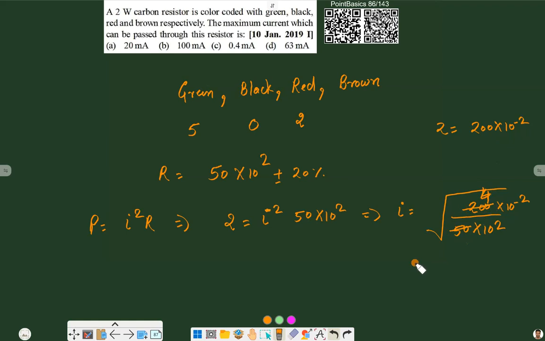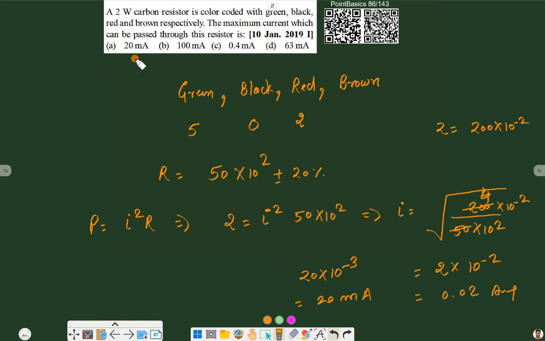We will get here 4. So under root of 4 is 2, and this 10 raised to power 2 plus 2 will go on the top and will become minus 4, and under root of 10 raised to power minus 4 will be 10 raised to power minus 2. So current will be 0.02 ampere, or we can write it like 20 into 10 raised to power minus 3, or 20 milliampere. So option A matches here.